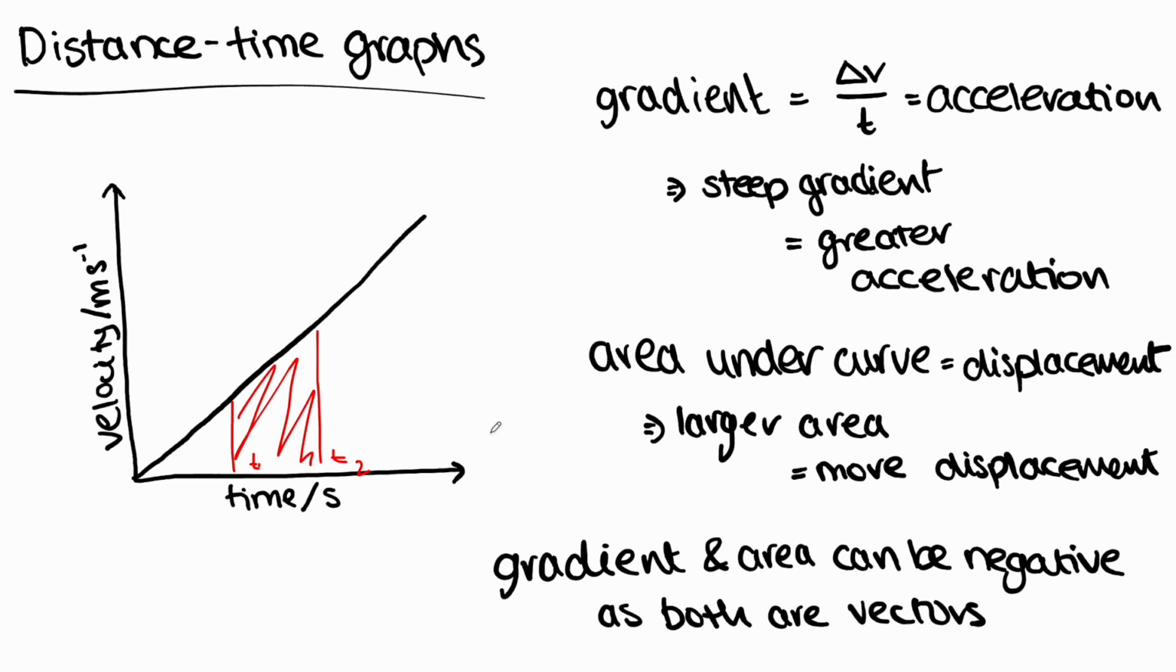And just a thing to note, gradient and area can be negative because velocity and displacement are both vectors and can therefore be negative if it's in the opposite direction.